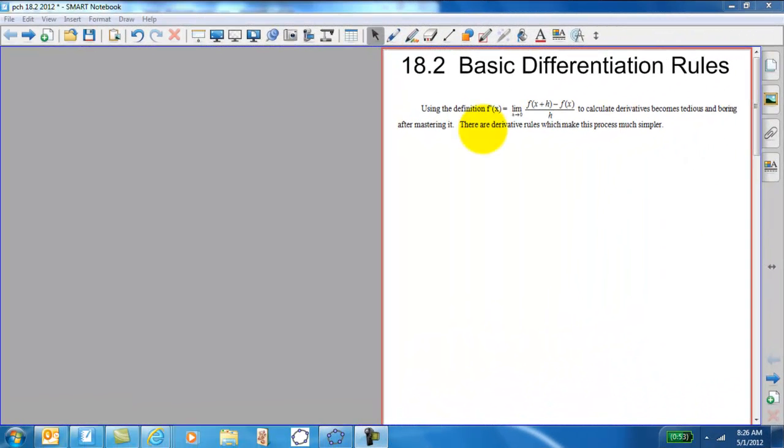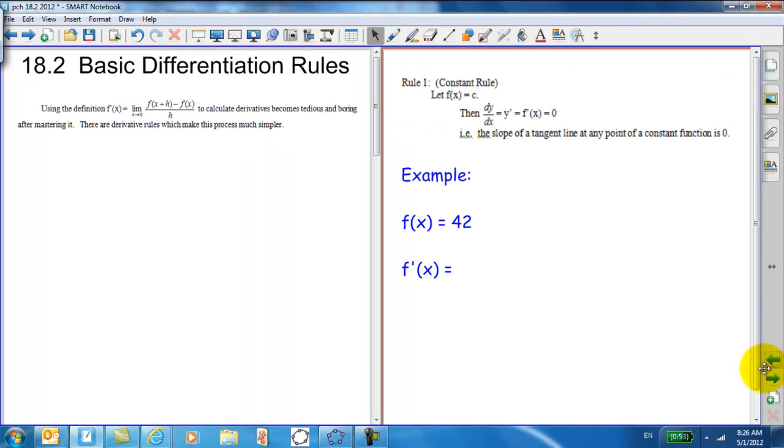Hello pre-calc students, here we are with basic differentiation rules. We've been in 18.1 consistently using this limit definition of the derivative, but it becomes tedious and boring, so I'm going to give you some derivative rules to make the whole process much simpler.